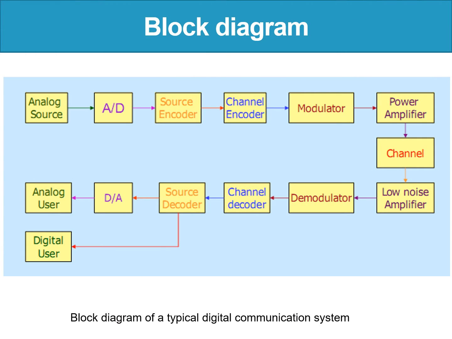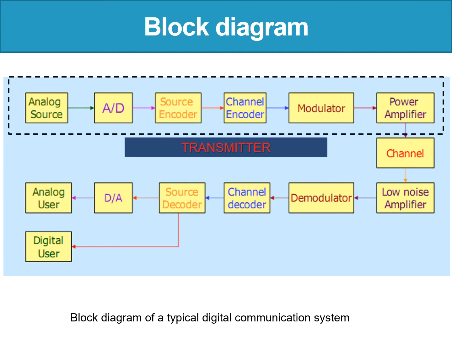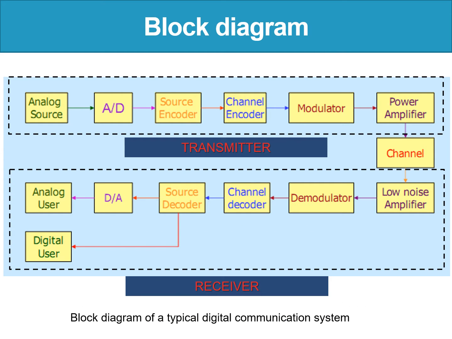Here is the block diagram of a typical digital communication system. We have the analog source, analog to digital converter, source encoder, channel encoder, and modulator. This is the transmitter. For the receiver, we have a low noise amplifier, a demodulator to decode the signal, and then a digital to analog converter for the analog user, and straight away from the source decoder, the digital user.